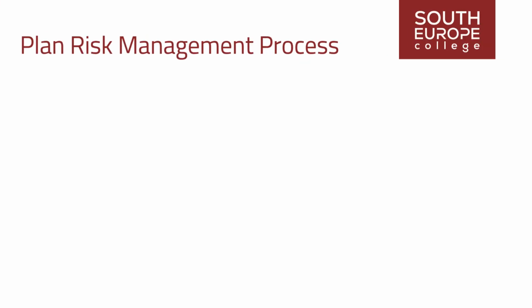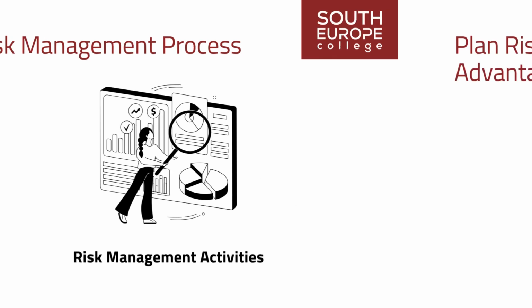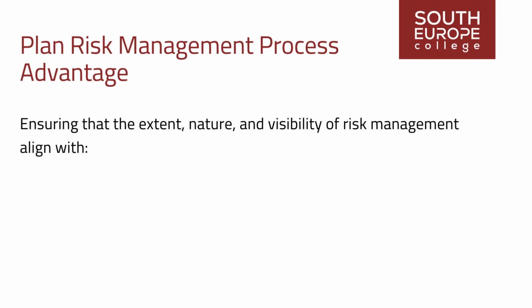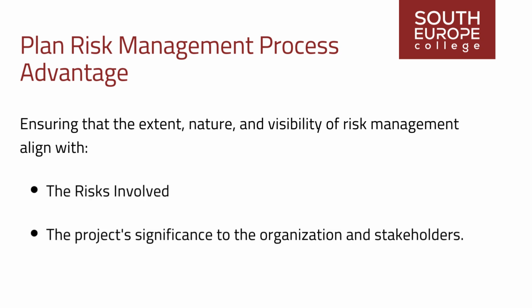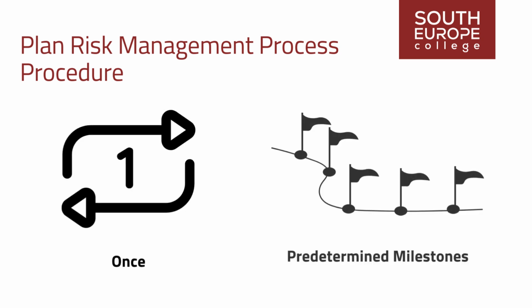The plan risk management process involves establishing how risk management activities will be conducted for a project. Its primary advantage lies in ensuring that the extent, nature, and visibility of risk management align with the risks involved and the project's significance to the organization and stakeholders. This procedure is carried out either once or at predetermined milestones within the project.